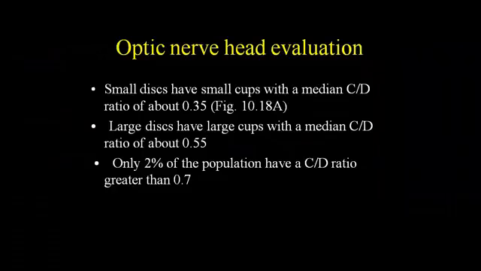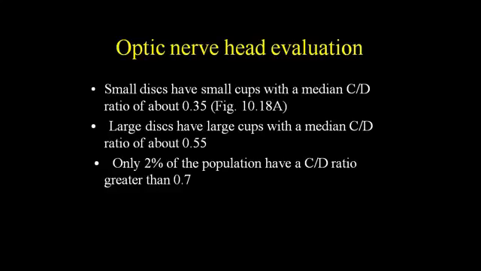So small discs have small cups with a median CD ratio of about 0.3, whereas large discs have large cups with a median CD ratio of about 0.5. And you should remember that 2% of the population have a CD ratio that is greater than 0.7.